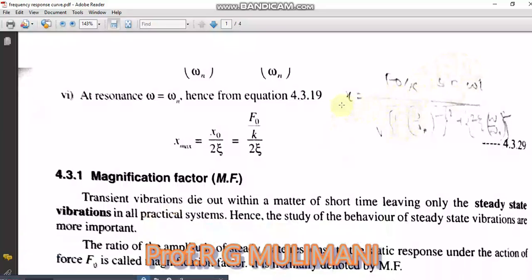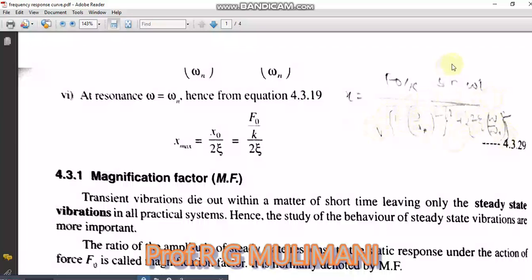For the maximum displacement, the sine omega t value, the sine function value, is 1. So we have x is equal to F naught by k, and this value F naught by k is written as x naught. So x is equal to x naught times this value.